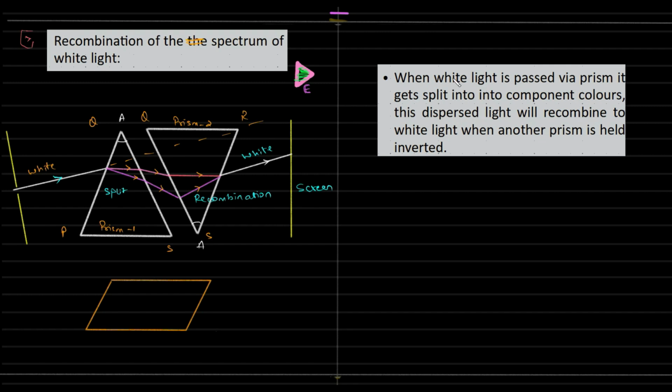Okay. So when white light is passed via a prism, it gets split into its component colors. This dispersed light will recombine to white light when another prism of the same angle of prism is held inverted. Condition is angle of prism has to be same for it to work properly.